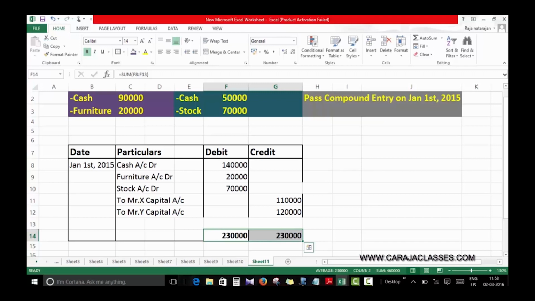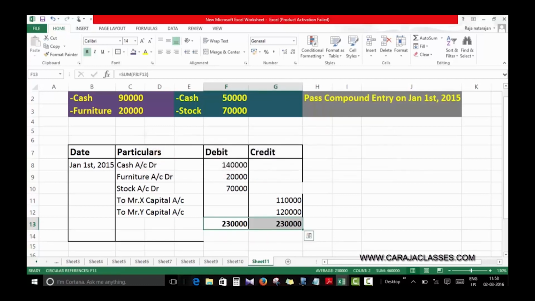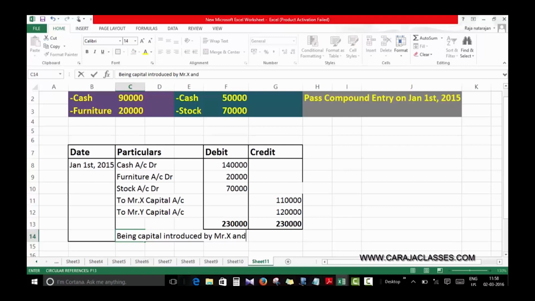So it's time that I have to give the narration. I have to say what happened in this transaction. Let's put it here, being capital introduced by Mr. X and Mr. Y. Okay, so this is the narration I wanted to give.